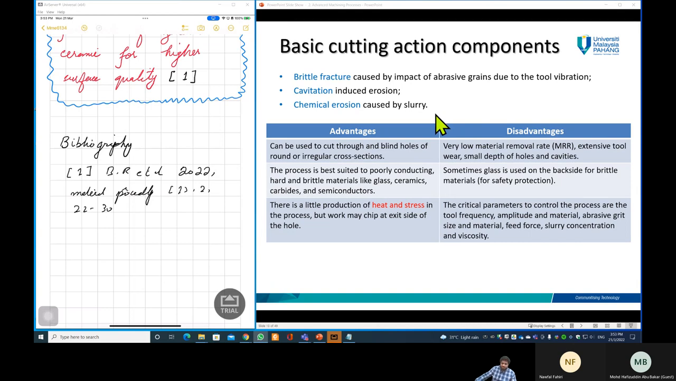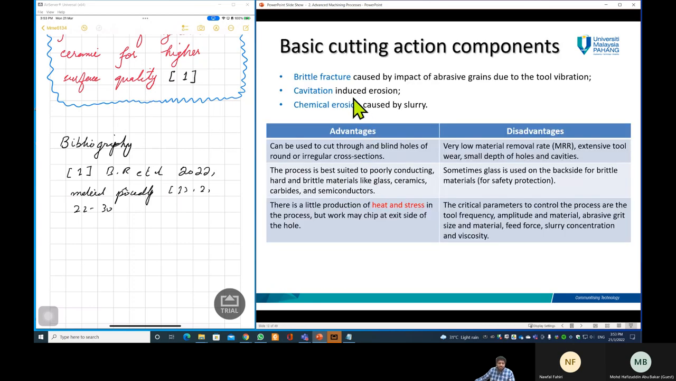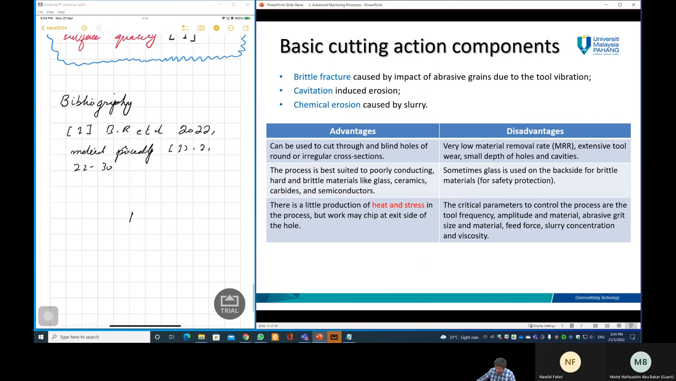So when we talk about ultrasonic machining, we need to know about the advantages and disadvantages. How is the basic cutting action completed? Brittle fracture caused by impact of abrasive grains due to the tool vibration, cavitation is induced and erosion occurs, and chemical erosion is caused by the slurry. So basically there are three forcing factors for material removal, MRR.